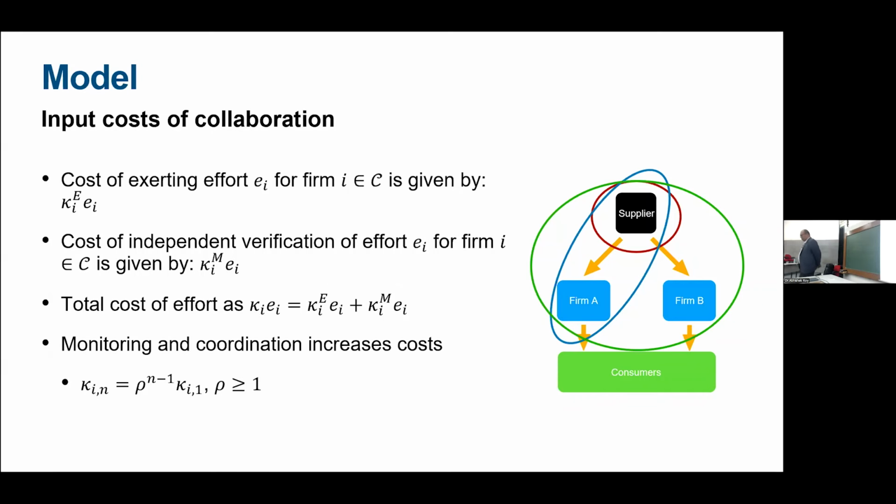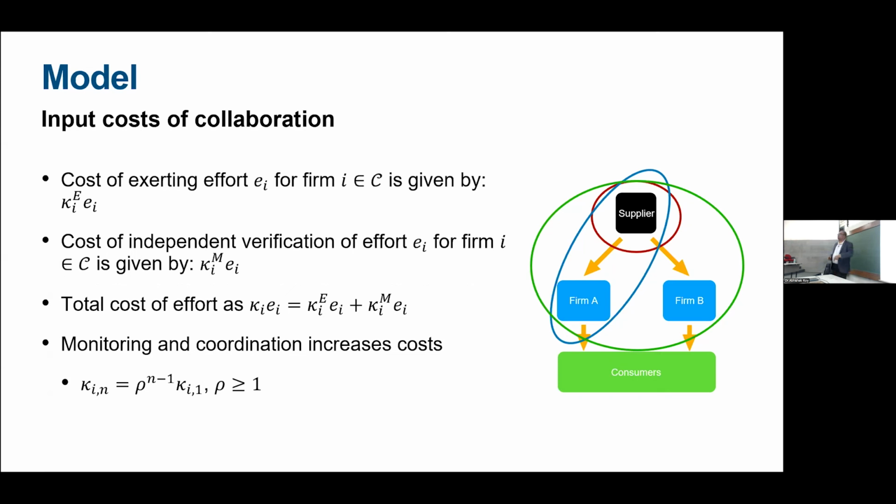What happens with the effort? To build this component, to design this component, you have to put in effort. That effort is not free. That effort comes at a cost. I'm right now considering linear costs. I've also considered non-linear, convex costs, etc. The results kind of hold.